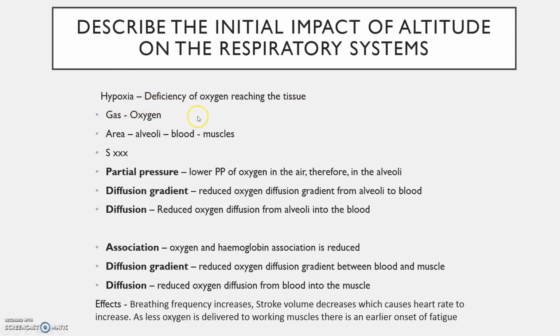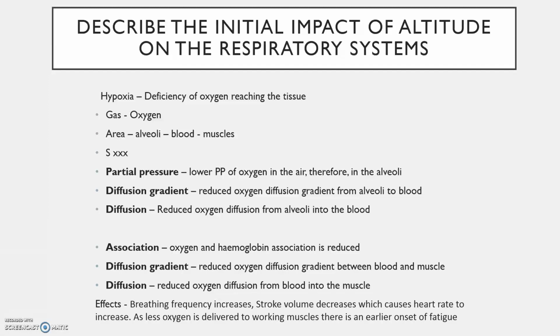The gas is oxygen, we're talking about air. Okay, we're talking about the alveoli and the blood, i.e. oxygen getting from the lungs into the bloodstream, and then we're also talking about oxygen going from the blood into the muscles. Partial pressure: we have a lower partial pressure of oxygen in the air than at normal sea level. So when we're training at altitude, there's a lower partial pressure of oxygen in the air, therefore in the alveoli, because we haven't been able to breathe as much in.